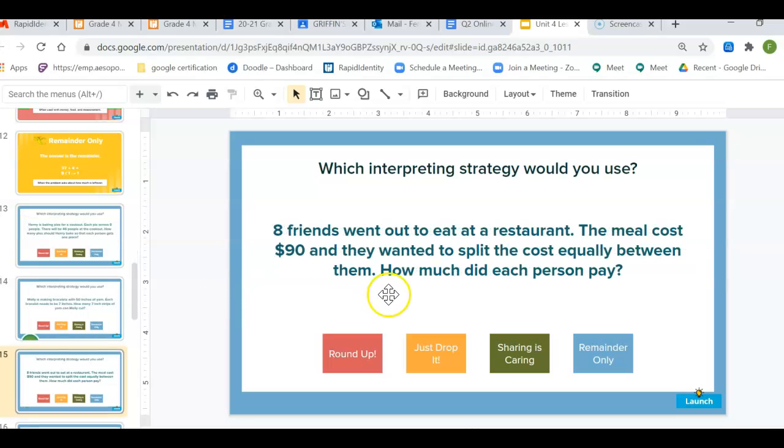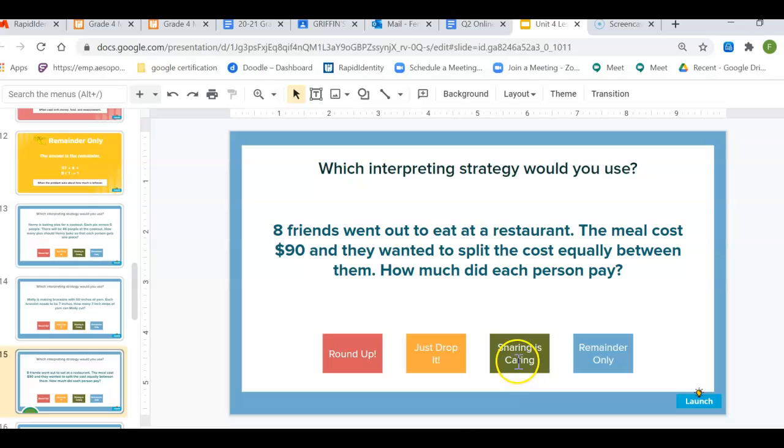Next scenario, which interpreting strategy would you use? 8 friends went out to eat at a restaurant. The meal cost $90 and they wanted to split the cost equally between them. How much did each person pay? So this one will be 90 divided by 8.